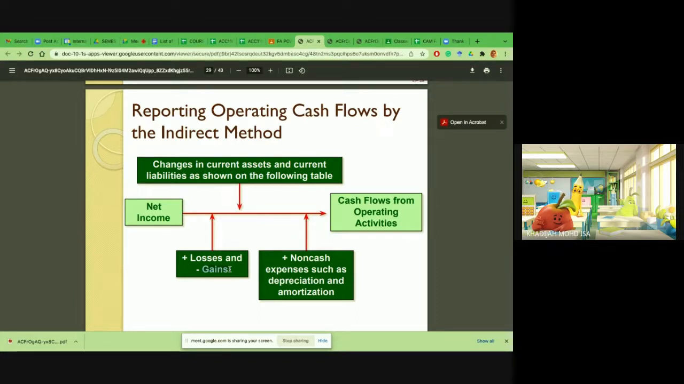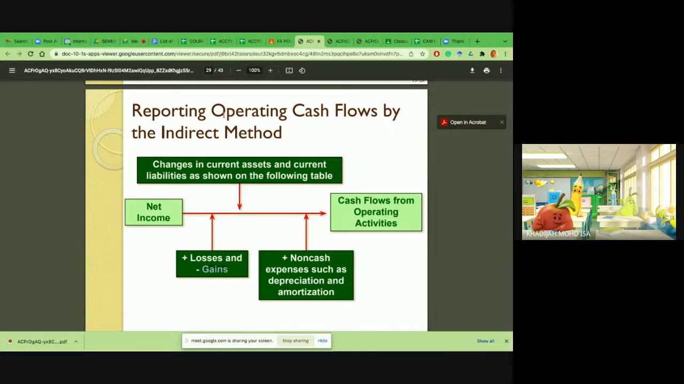Because you are reconciling. What you want to do is set off those non-cash items. So if you have deducted the expenses, you add back. If you have minus, then you add back. If you have added, you minus. All right, so then you get your cash flow from your operating activities.